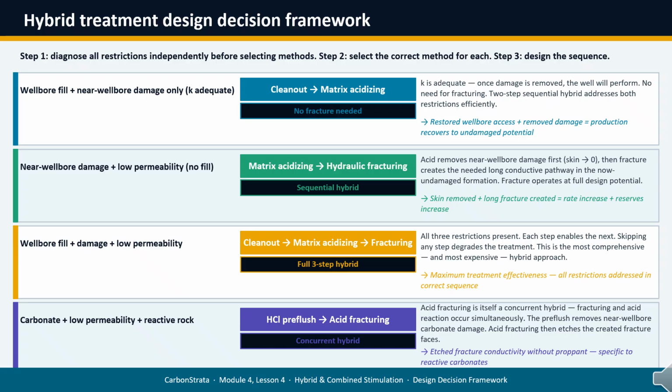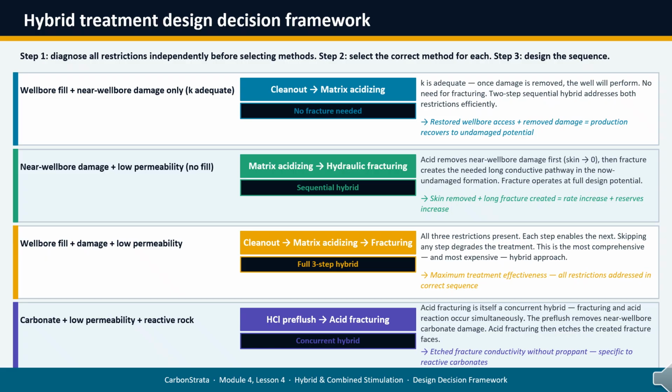Now second scenario. Damage and low permeability. No fill. Now both restrictions are active. Acid removes damage. Fracturing creates flow. If you skip acidizing, the fracture starts in restricted rock. If you skip fracturing, flow remains limited. So this is a two-step dependency. Order matters.